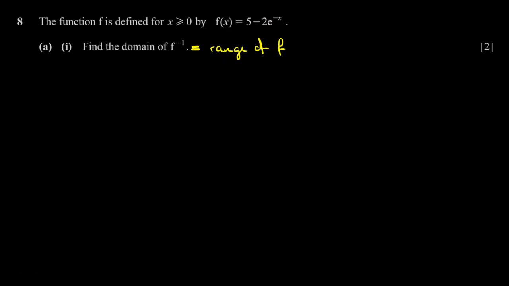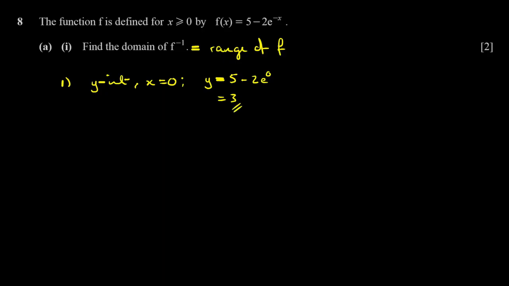Now, if you've got an exponential graph, really there are a couple of things you want to do. The first thing you want to do is to find the y-intercept. The y-intercept is when x is equal to 0. So if we substitute x is 0 into our function, we will get y is equal to 5 minus 2e to the power of 0, and e to the power of 0 is 1. So we get 5 minus 2, which is 3.